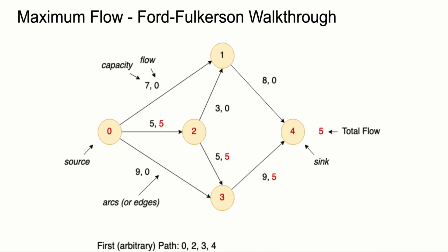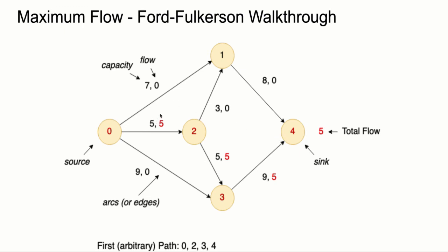So let's just pick a path. The first path is truly arbitrary, so I'm just picking one here based on one that I like. We'll go with the least path to start. We'll go 0 to 2, 2 to 3, 3 to 4.